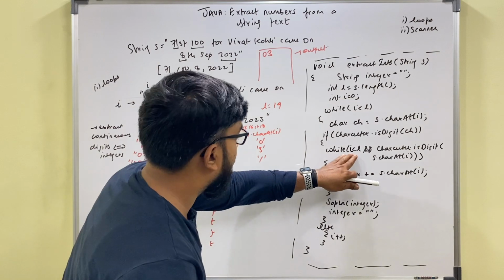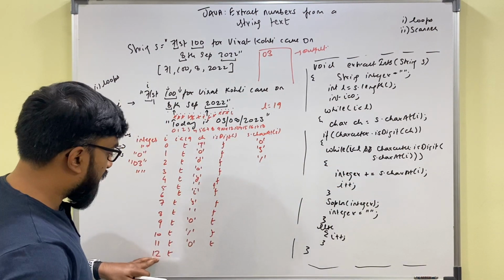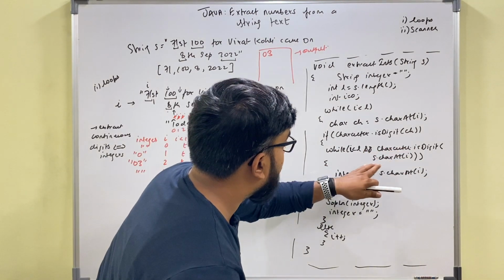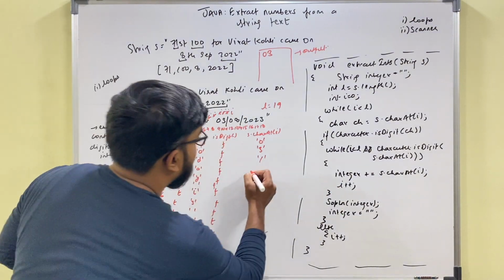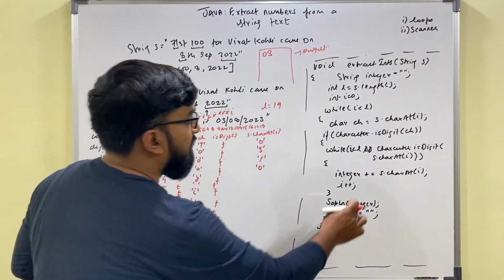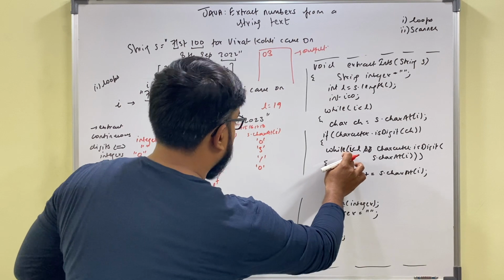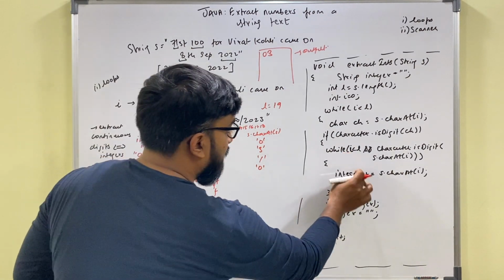You come inside. I is less than L is true, 12 is less than 19. Character dot is digit s dot caret I. S dot caret I is 0. Okay, this is a digit, true. This condition is true. True, true, go inside.